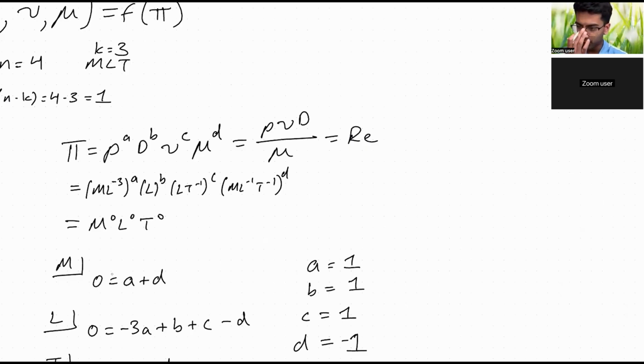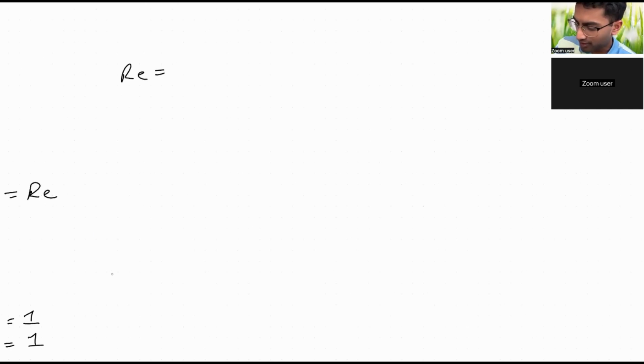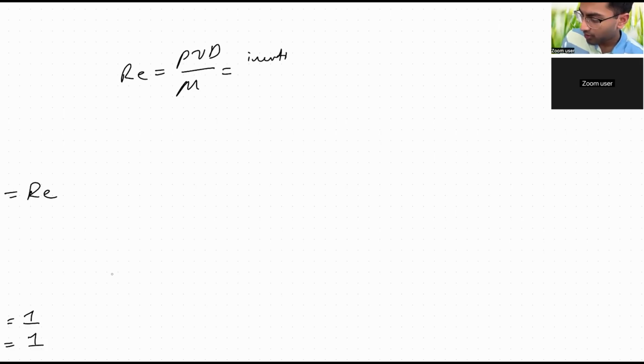Now, I'd like to end this by showing you some common other dimensionless numbers that you might see out in the wild as a chemical engineer. Obviously the Reynolds number we just talked about. This is rho V D over mu, which is essentially the inertial fluid forces over the viscous fluid forces. Forces caused by the inertia of the fluid versus forces caused by the viscosity of the fluid.